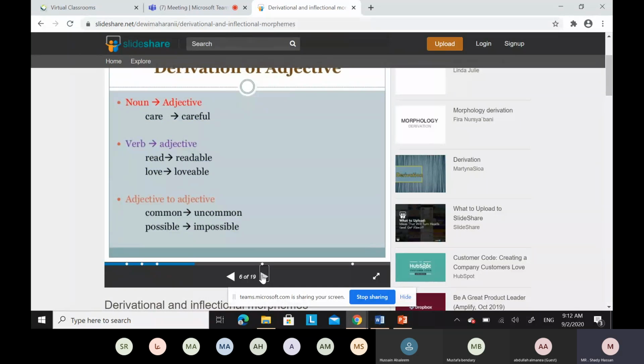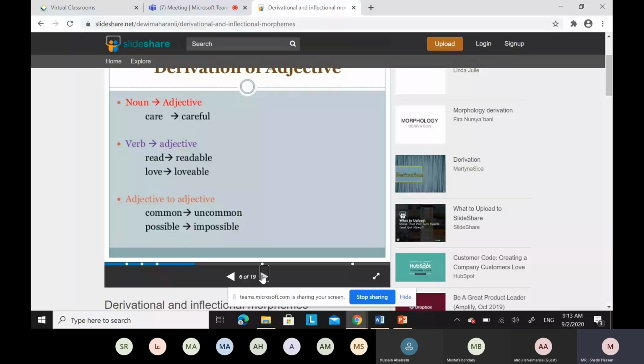We can change the noun into an adjective when you add the suffix ful at the end of the word. So care becomes careful. We can change the verb into an adjective when you add able at the end of the verb. So read becomes readable, love, lovable.